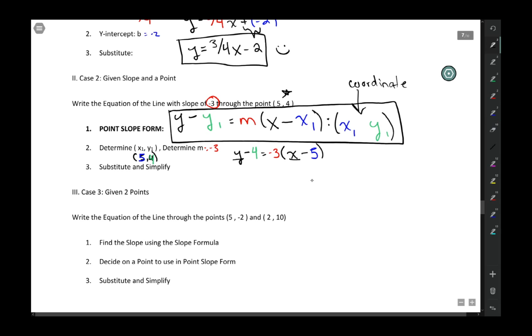From here, you simplify. So y minus 4 equals, distribute the -3, and don't forget to distribute to the other side. We want to get y by itself, so we add 4. And we have y is equal to -3x plus 19. So your only additional step is to use point slope form, y minus y1, and so forth.